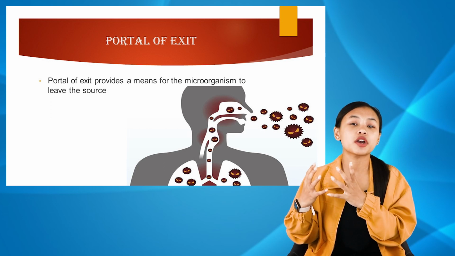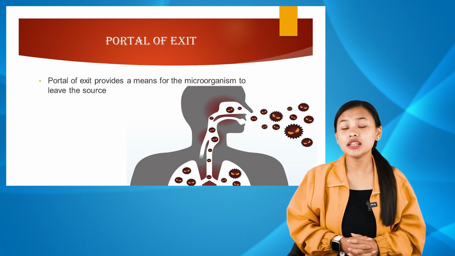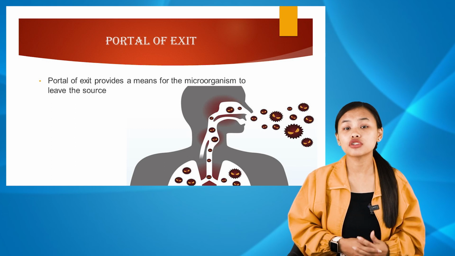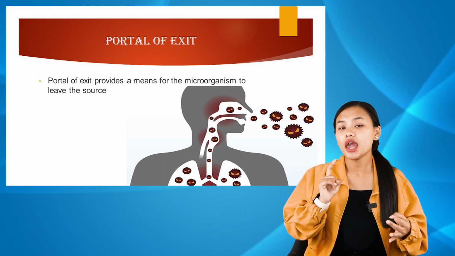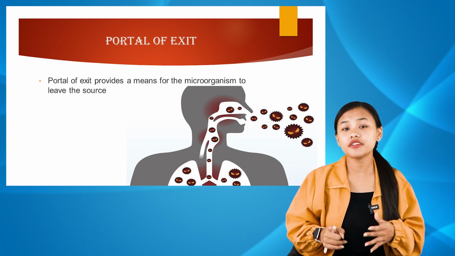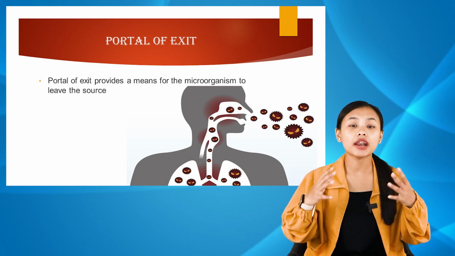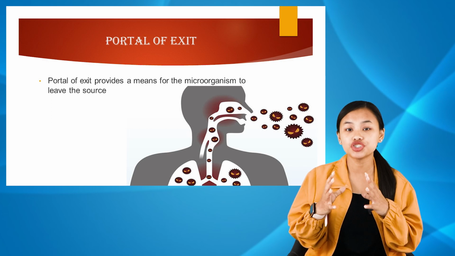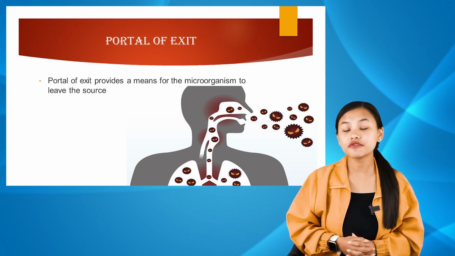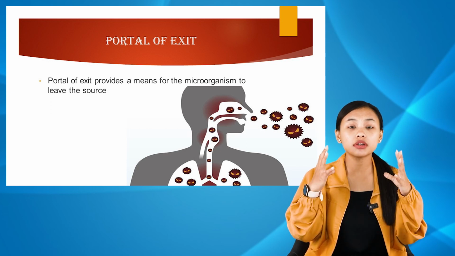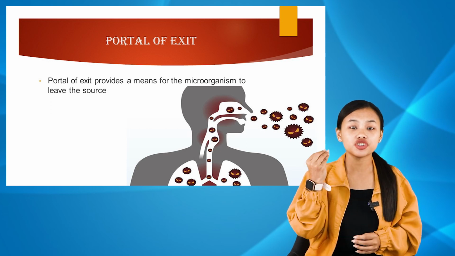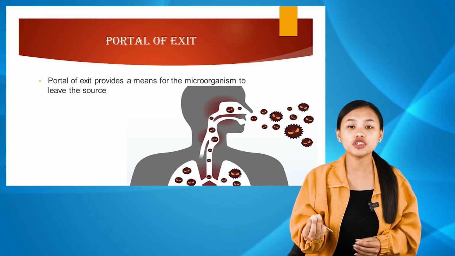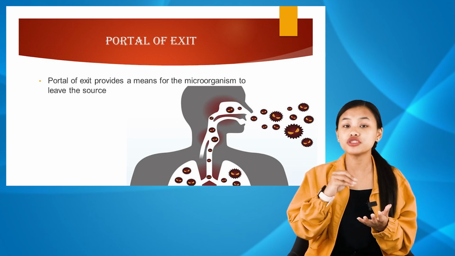And how can this microorganism leave? They can leave their source either through coughing, sneezing, insect bite, urine, feces, removal of blood, and also through the skin if there is presence of an open lesion. So here, remember, the first thing is the infectious agent. Where will these infectious agents be present? In the source, right?